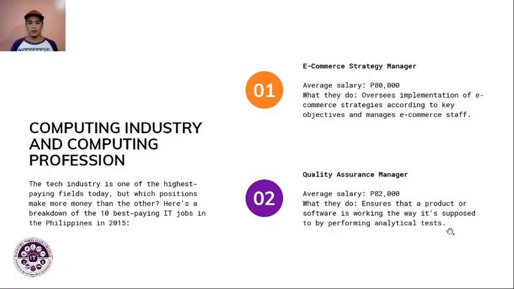Now number two, you have the quality assurance manager. We sometimes call it QA, but QA also has their manager. We call it the quality assurance manager, the QA manager. Their average salary is 82,000 pesos.